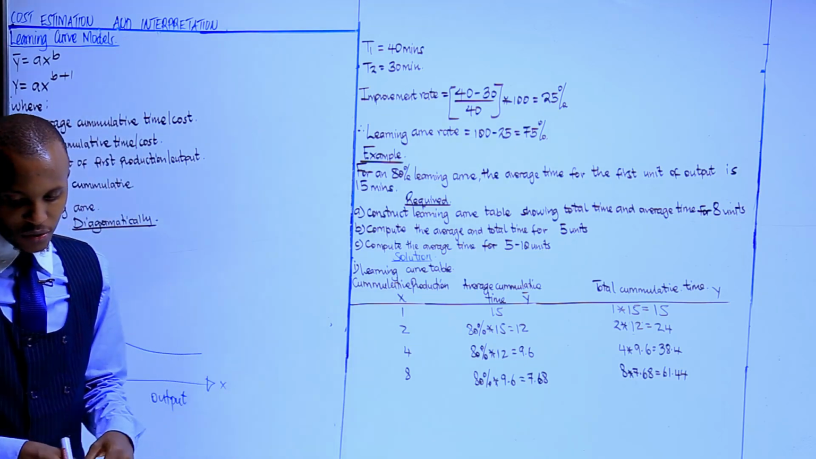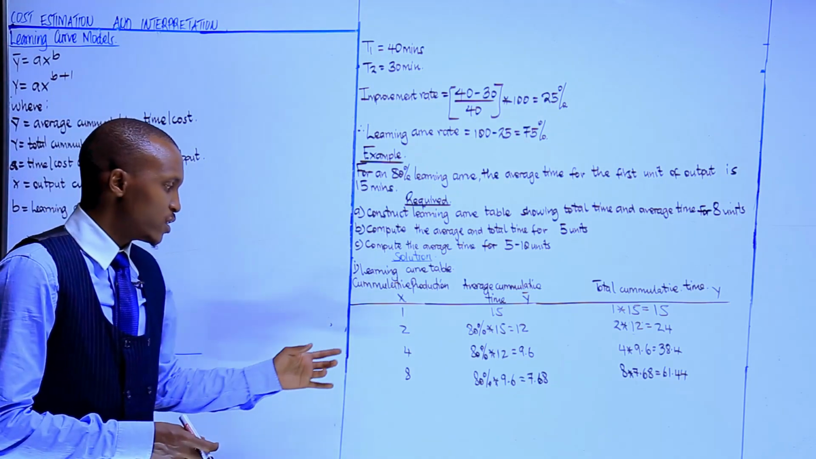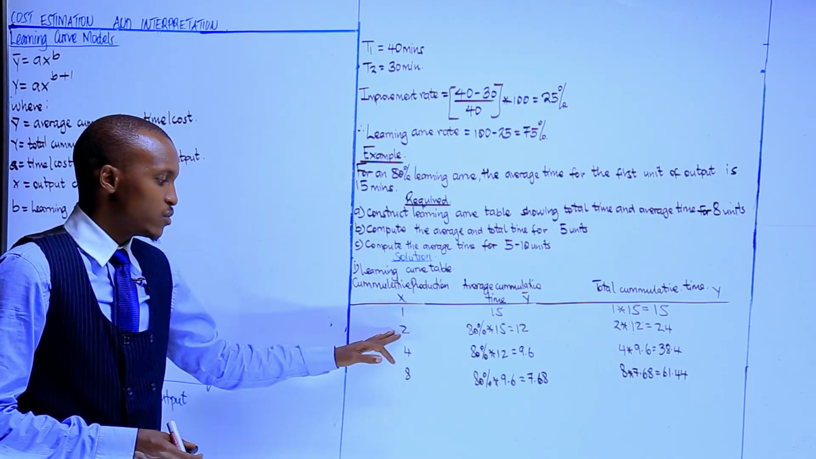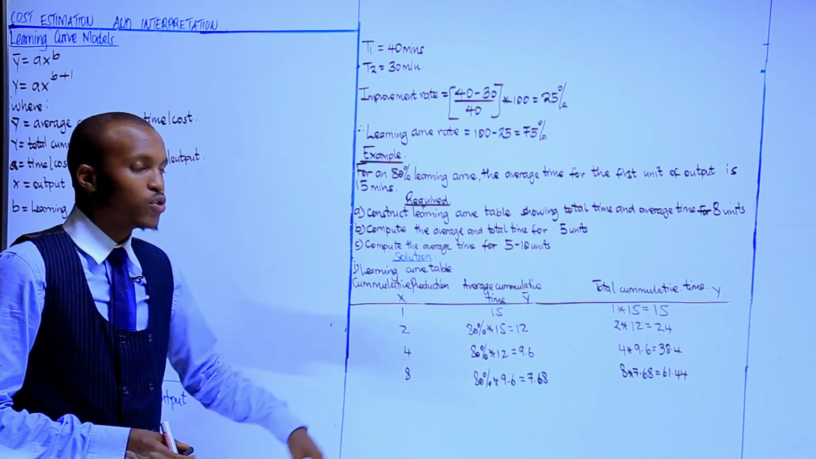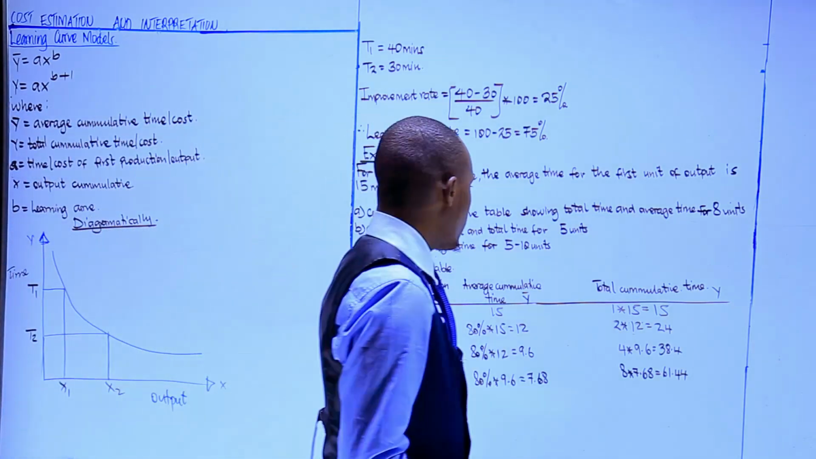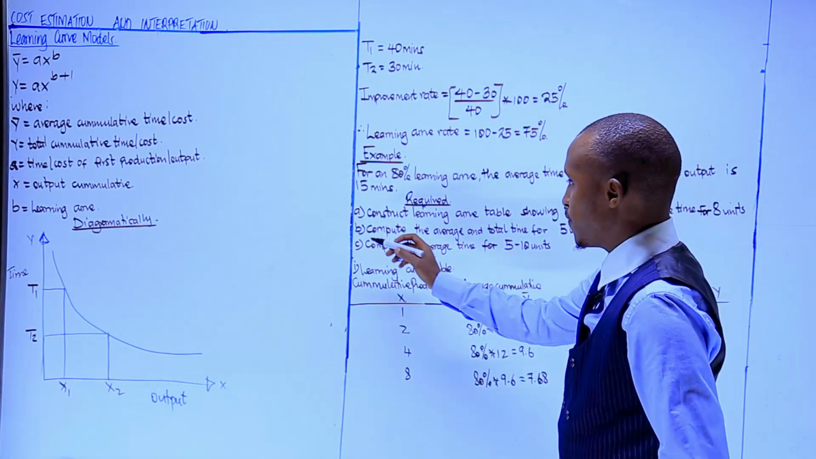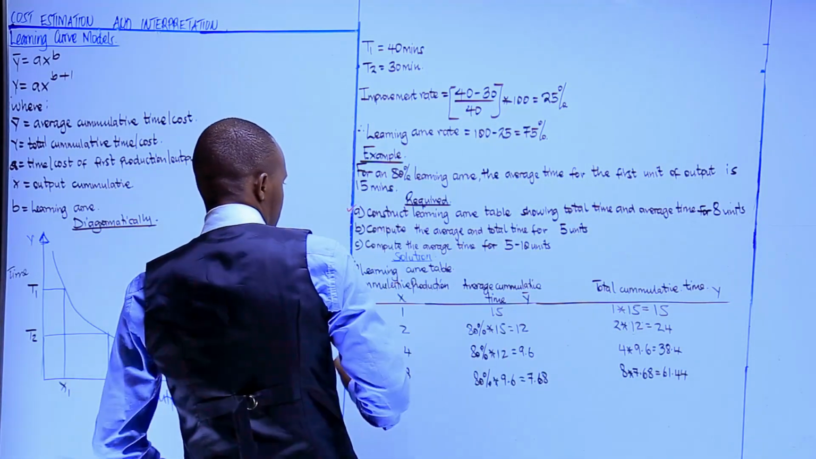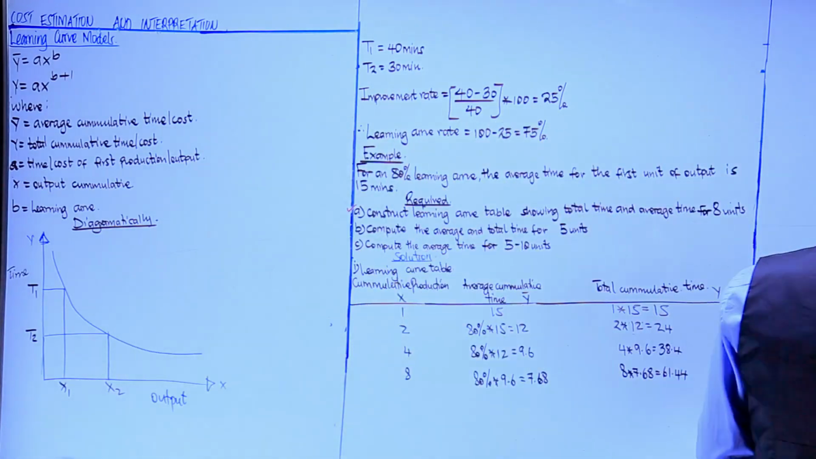Now, one of the assumptions of the learning curve is that we double production. That is why we have the first unit, then doubled to 2, doubled to 4, doubled to 8, and so on and so forth. That is the first part of that question.